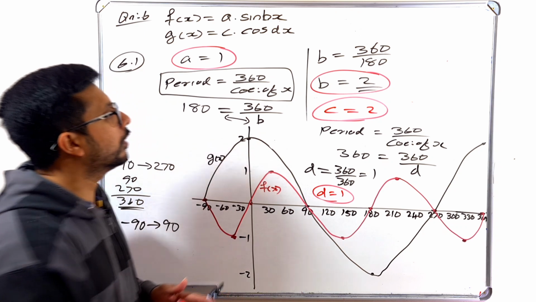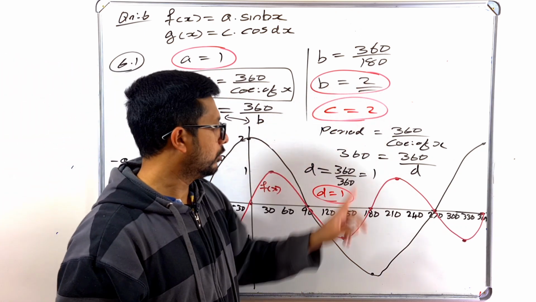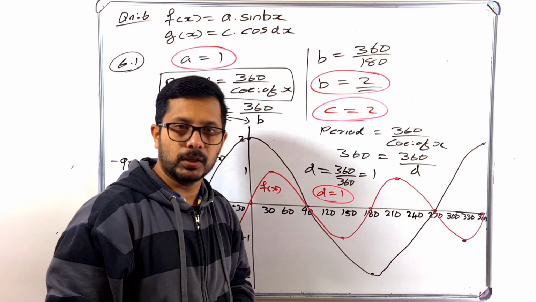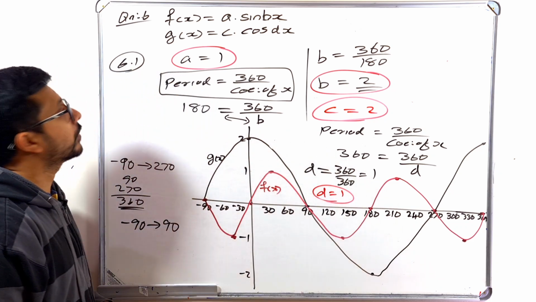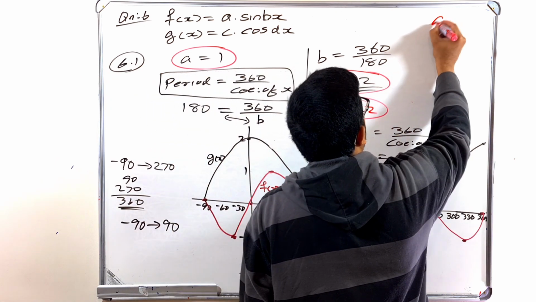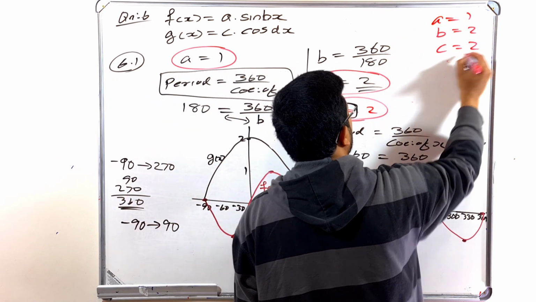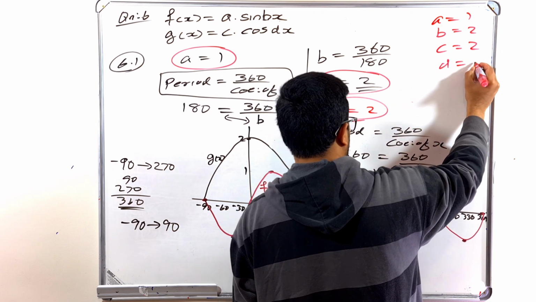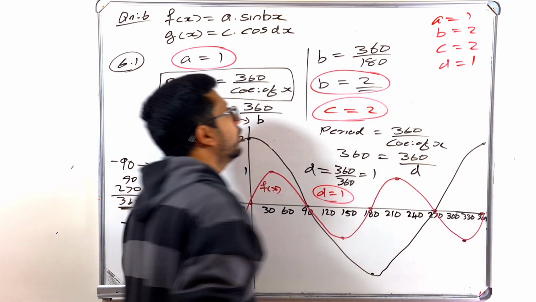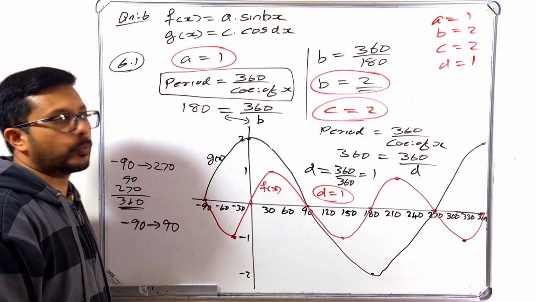So we got all the values. A is equal to 1, B is equal to 2, C is equal to 2, and D is equal to 1. So that is the first question, 6.1. Let me write it here: A 1, B 2, C 2, and D, what is D? 1. Now let me erase this one. Let's move to the next question, 6.2.